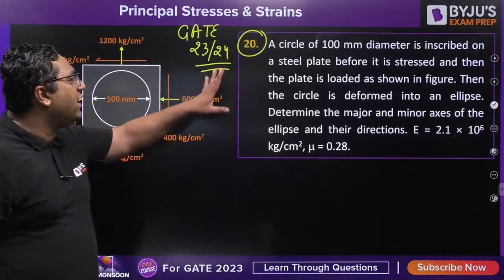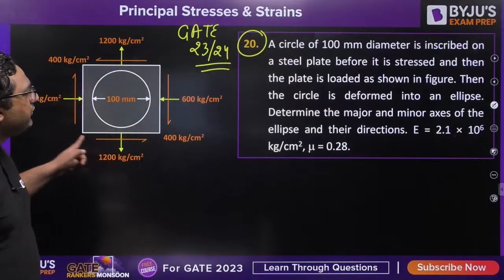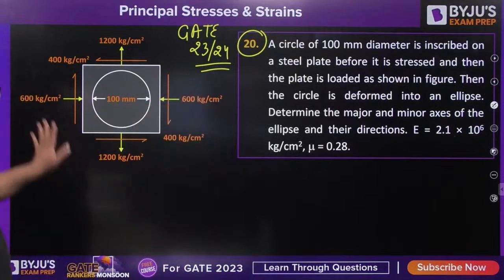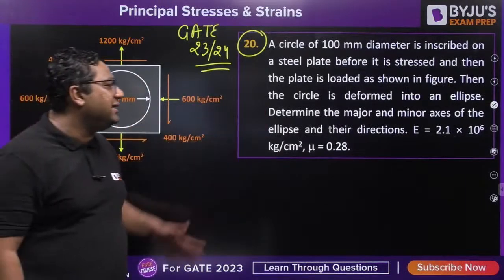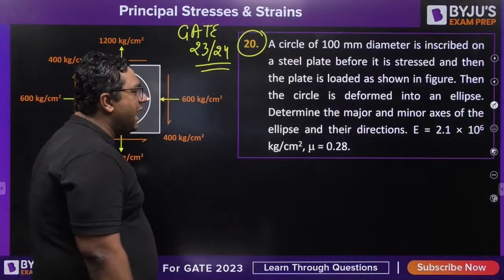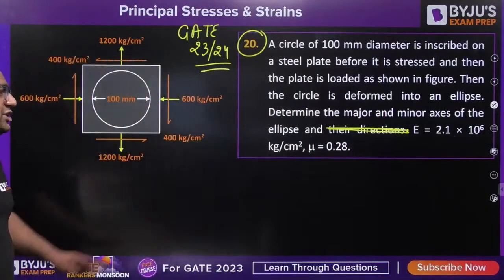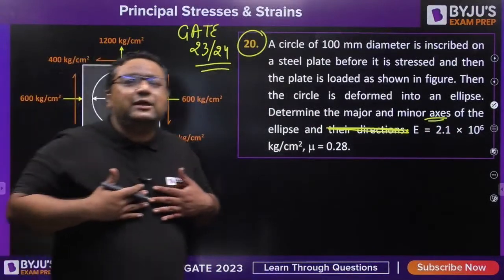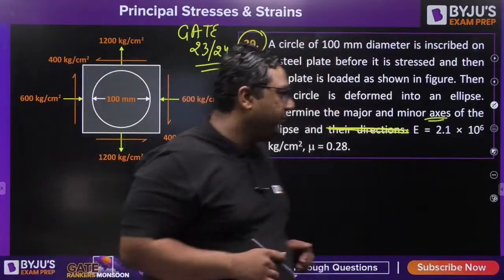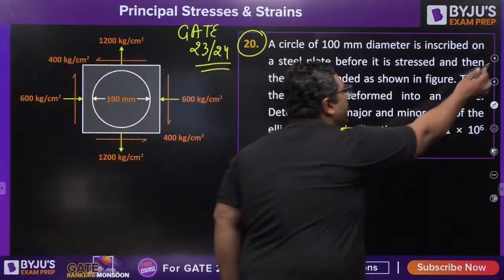A circle of 100 mm diameter is inscribed on a steel plate before it is stressed, and then the plate is loaded as shown in the figure. Then the circle is deformed into an ellipse. Determine the major and minor axis of the ellipse and their directions. Leave the direction part. I just want the major and minor axis of the ellipse. I am telling you how to solve this question. Just try to understand what is actually happening. I am telling you on the next slide.